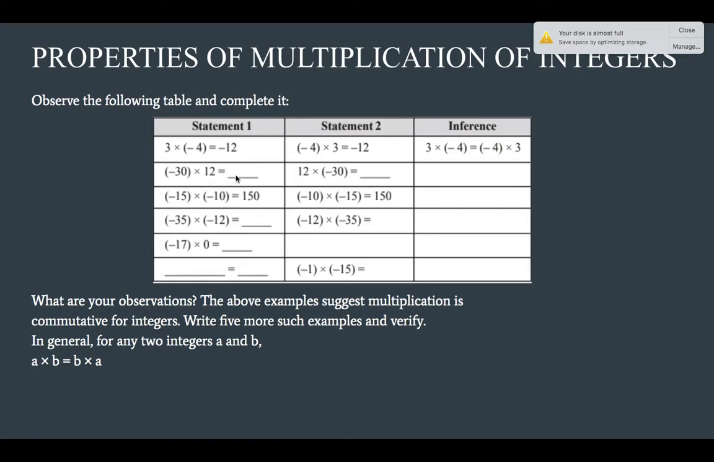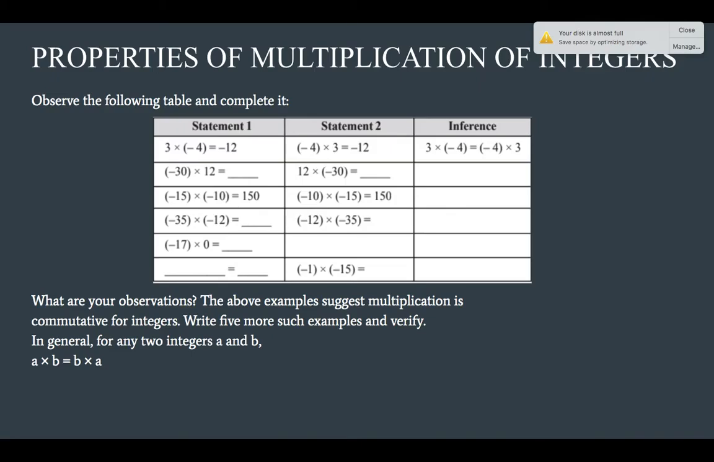Similarly, over here this is negative 360, this is also negative 360, this is 150, this is 150, this is 350 plus 70, what is that? Minus 420. Sorry, this is negative into negative, so we'll get plus 420, and over here also we get plus 420. So we observe that from the above example, multiplication is commutative for integers. We are talking about the commutative property over here, that is a into b should equal b into a for all integers a and b.